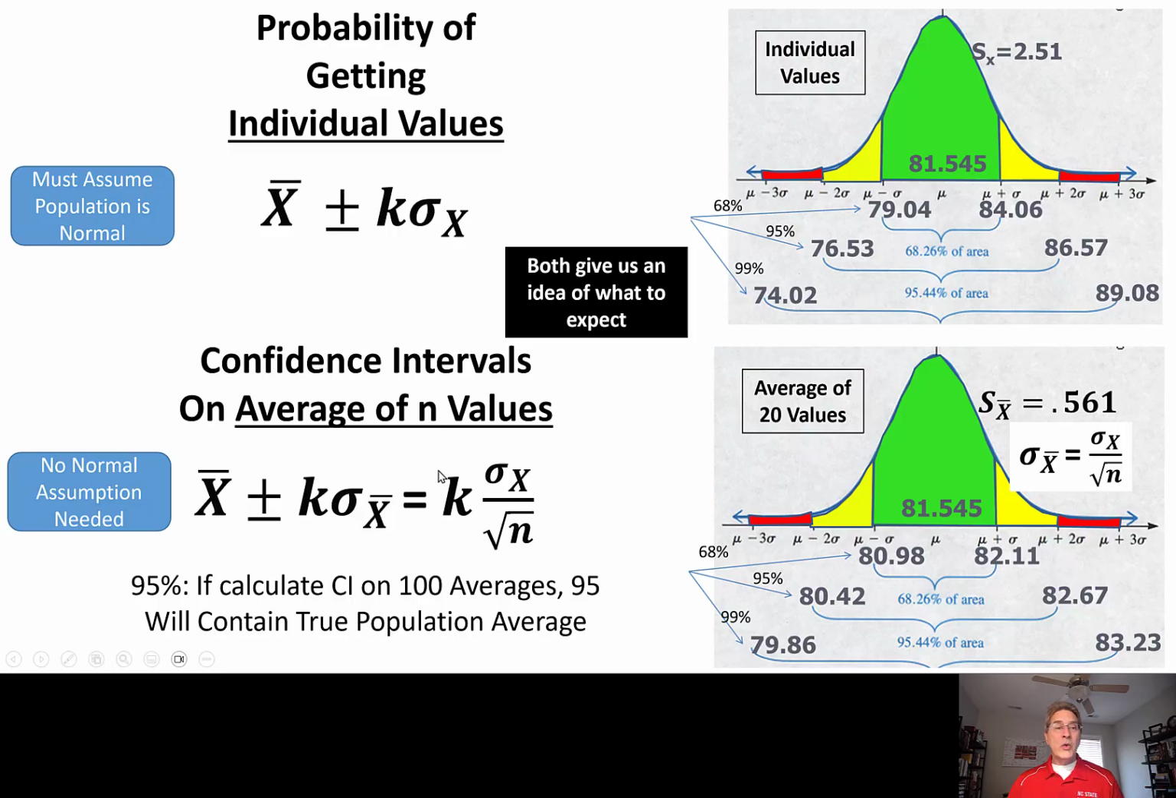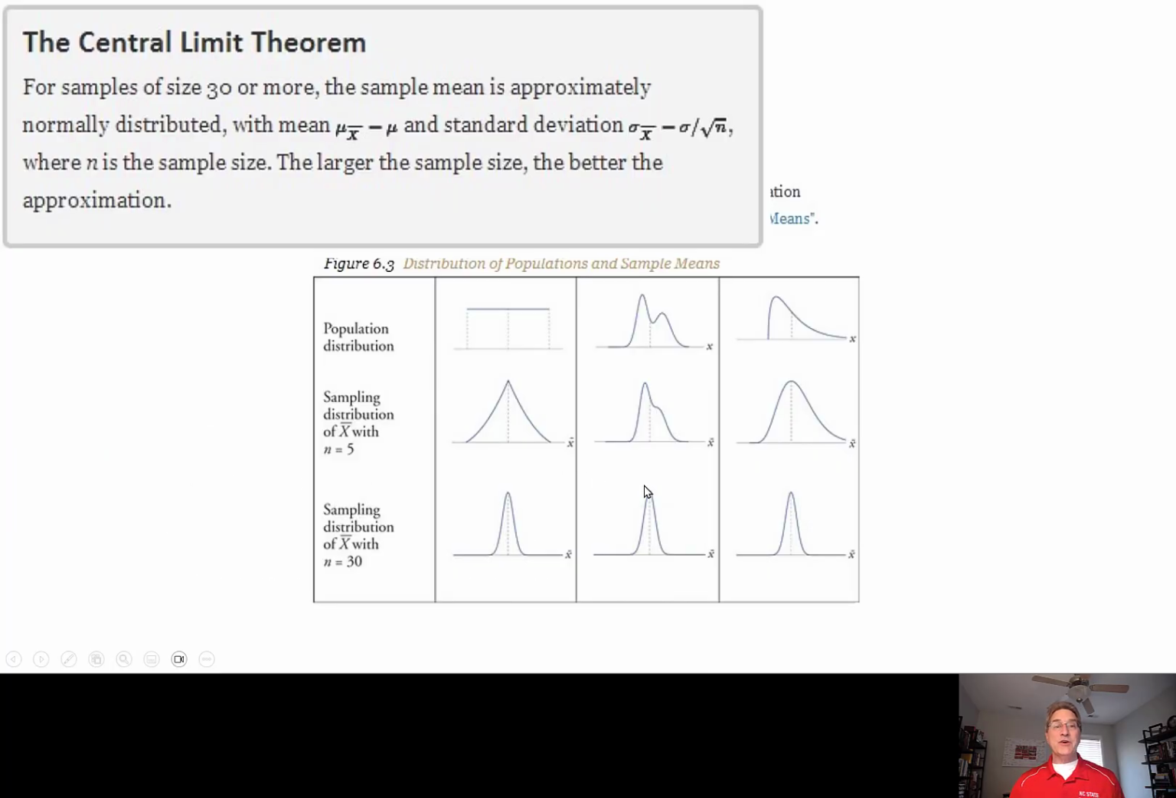Okay, so now we know what to expect from averages. Remember I told you I would tell you about the central limit theorem. Here's what you're seeing here. This is the population distribution. So say we have a uniform distribution. We have kind of a crazy distribution, and we have something that almost looks like an F. What this is down here is the distribution of the averages if we have sample sizes of 5. And look at this.